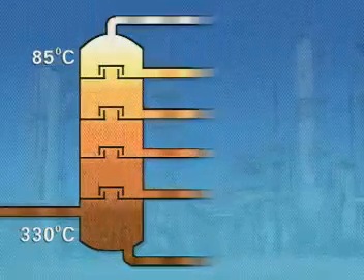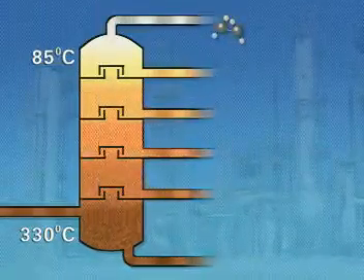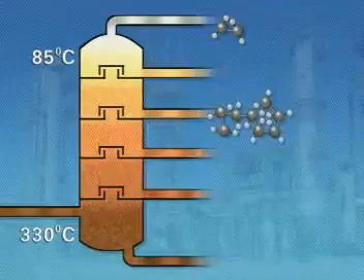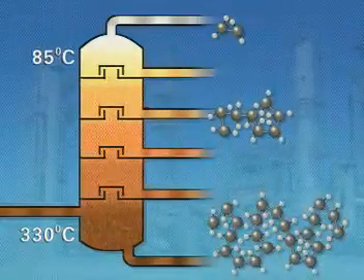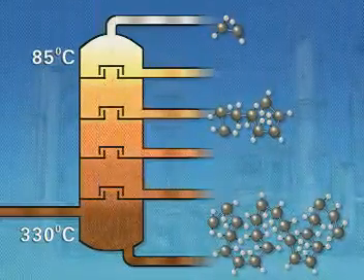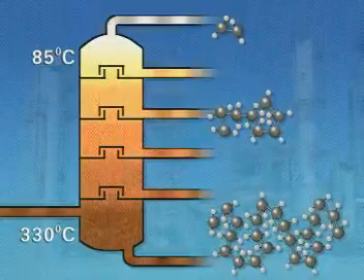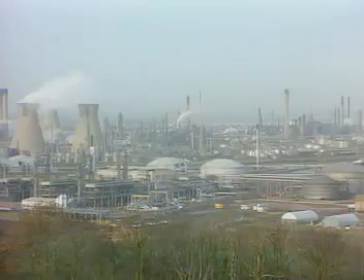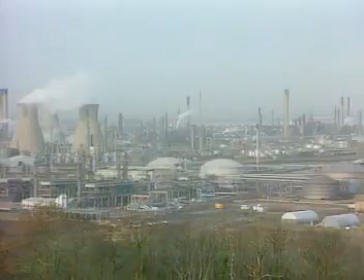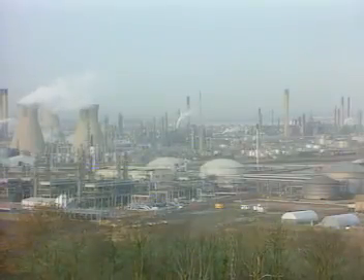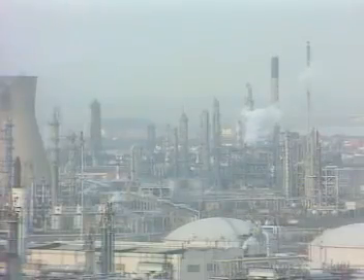Those with lower boiling points are collected at the top. Those with higher boiling points run off nearer the bottom. The longer the molecules, the higher the boiling point. Industrial distillation separates crude oil into useful fractions, each containing molecules of a similar size.